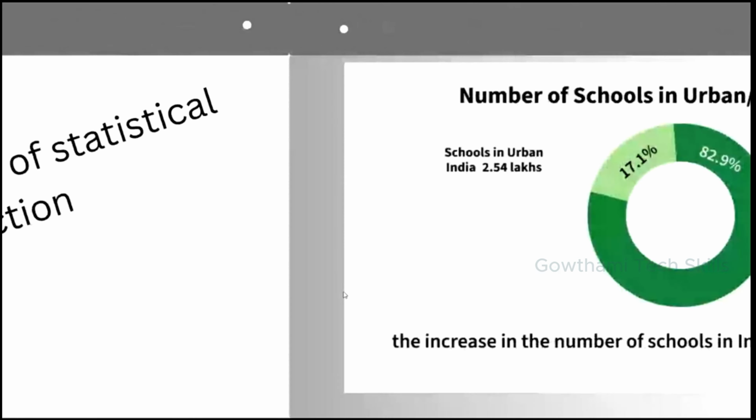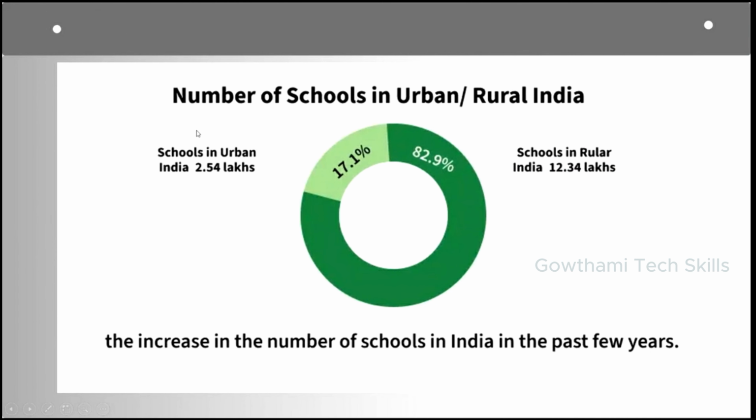See, the number of schools in urban and rural India. In the urban area, we are having 2.54 lakhs. In the rural area, we are having 12.34 lakhs. Just by taking this data, we represented it in one chart here, a pie chart. It shows the increase in the number of schools in India in the past few years, comparing from the past to now. By seeing this visualization, we can conclude one final output.